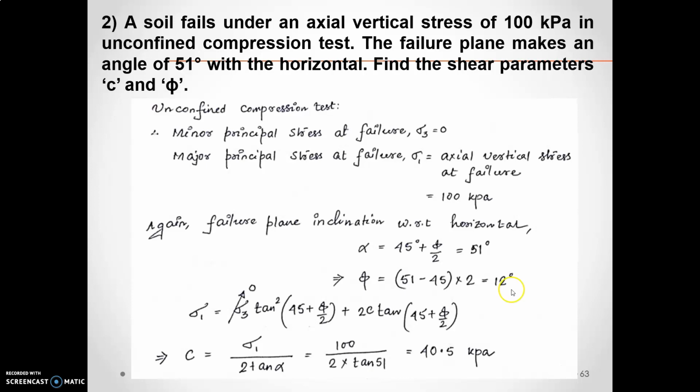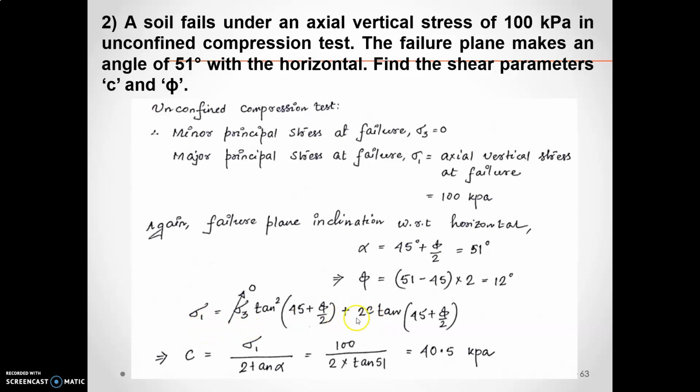Once you get phi equal to 12 degree, how can you calculate C? We know this formula: sigma 1 is equal to sigma 3 tan square of 45 plus phi by 2, plus 2c tan of 45 plus phi by 2, or sigma 3 tan square alpha plus 2c tan alpha. Alpha is nothing but 45 plus phi by 2. Now sigma 3 equal to 0. This is the minor principal stress at failure. In the case of unconfined compression test, sigma 3 equal to 0, so this term becomes 0. The remaining is only 2c tan of 45 plus phi by 2. So based on this you can calculate what is C.